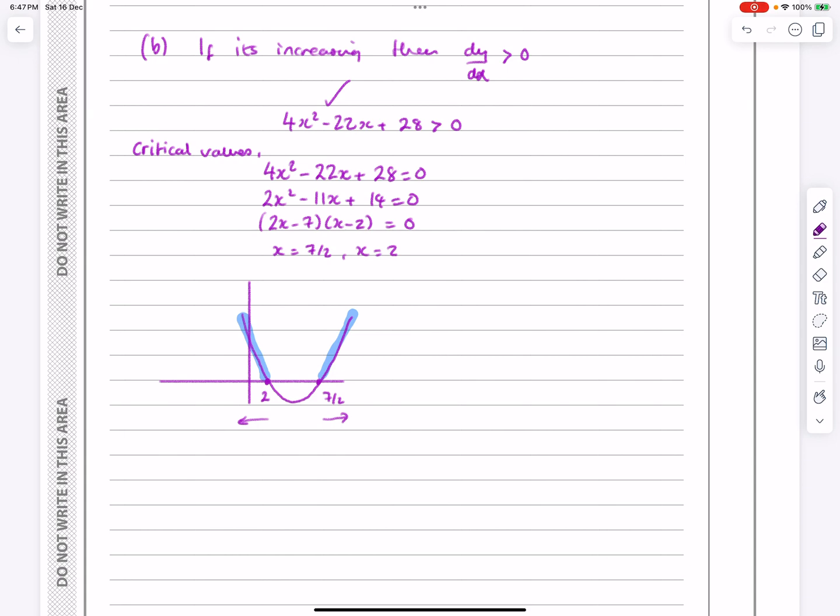We're not going to say that. We're going to say x is less than 2 and x is greater than 7 over 2. So all that together then is a solution of the quadratic inequality. Please don't skip this. It only takes a couple of minutes. Draw the quick sketch of the graph, and then you're absolutely certain you're going to get the answers right for that part.